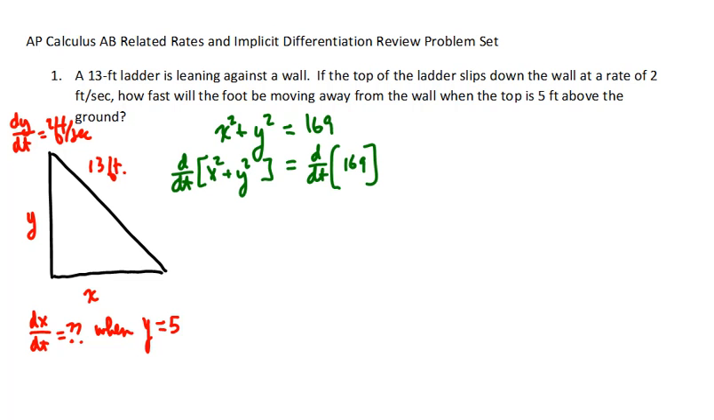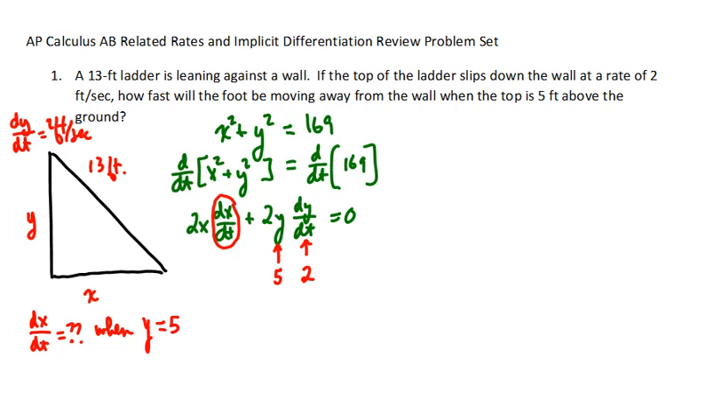and that will give us 2x dx/dt plus 2y dy/dt is equal to 0, since the derivative of a constant is 0. Now we're ready at this point to begin plugging in, and what we're trying to solve for is dx/dt. So we want to isolate dx/dt, and we want to find this out when y is equal to 5.